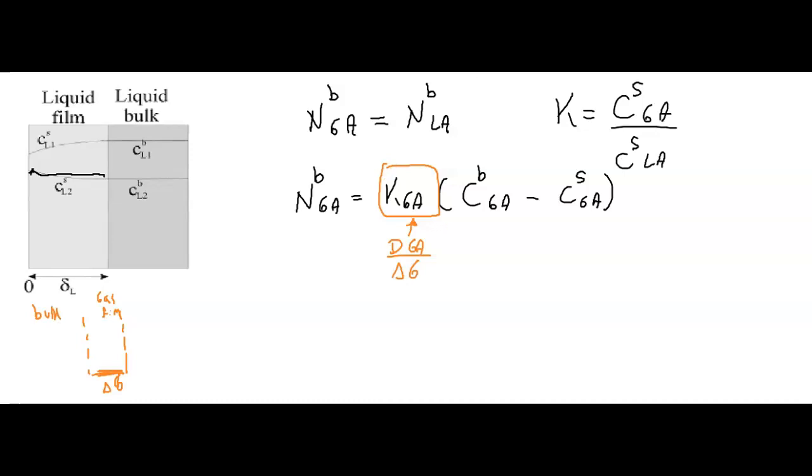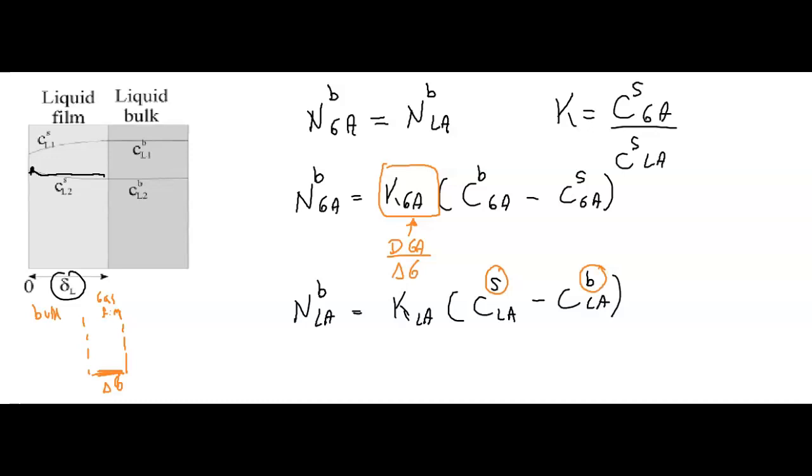And what else? If we say these two are equal to each other, and we already said this can be modeled this way, we could model this one this way as well. kLa, again we're going to have the same, but with delta of liquid, meaning this delta. And then the driving force, which is going to be from higher concentration to lower concentration. We will see something about it in the next step. Remember that this means interface and this means bulk.